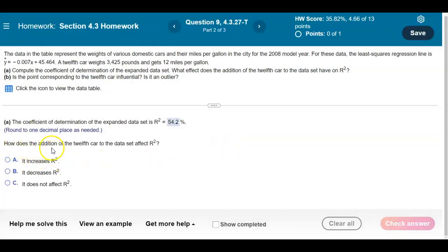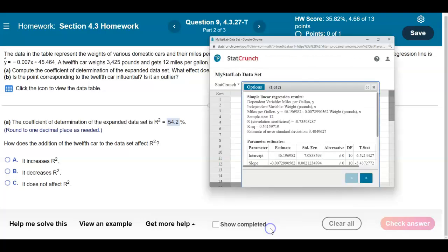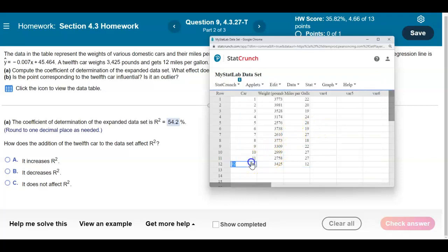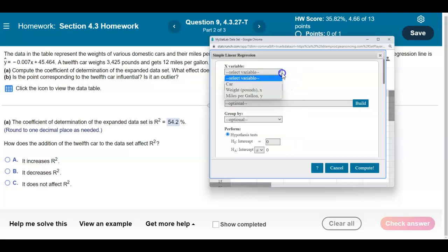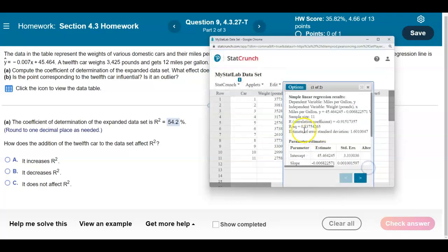Now it says, how does the addition of the 12th car to the data set affect the coefficient of determination? So now we need to go back and figure out the coefficient of determination from the original data. We're going to eliminate the 12th car and do the same thing. We go to Stat, Regression, select Simple Linear, make sure we have the weight as the x variable and the miles per gallon as the y variable, and select Compute.